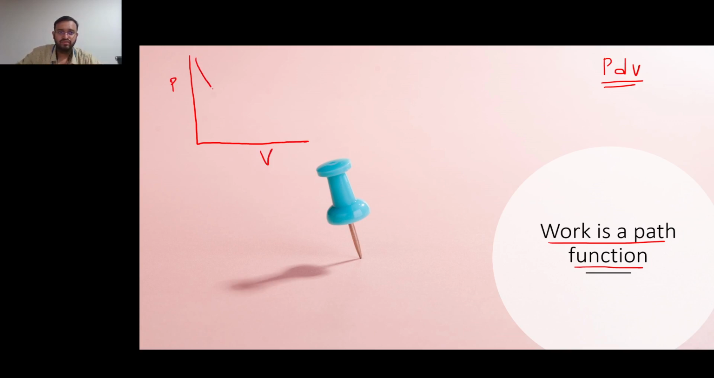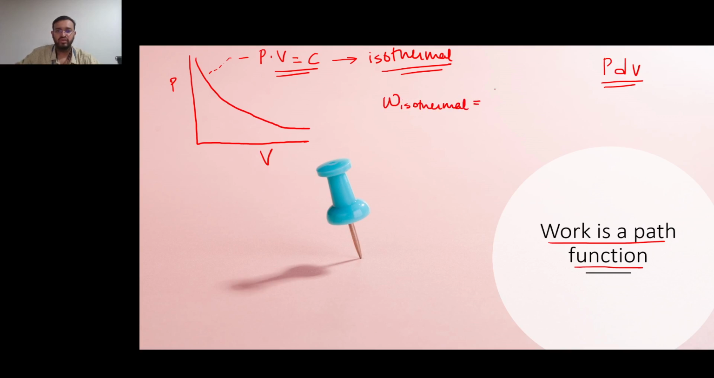So for example, if you have some process like this, and it follows a curve which has a P into V equal to constant sort of process, we know that it is an isothermal process. The corresponding work, the isothermal work, can be expressed using the equation P1 V1 natural log of V2 by V1. And what this expression actually represents is nothing but the area under this curve.